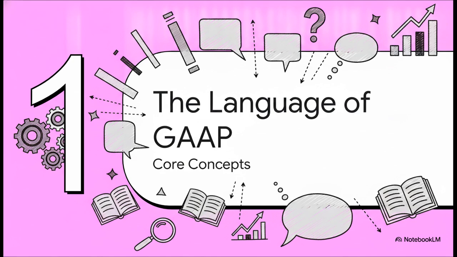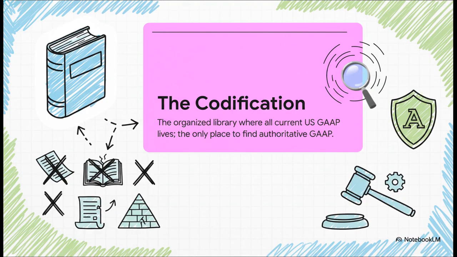These are the essential, absolute must-know terms you need to communicate effectively in this field. We have to start with the heavy hitter, the codification. This is the organized library where all current U.S. GAAP lives. It's built and updated by the FASB. But here is the critical thing you need to remember.